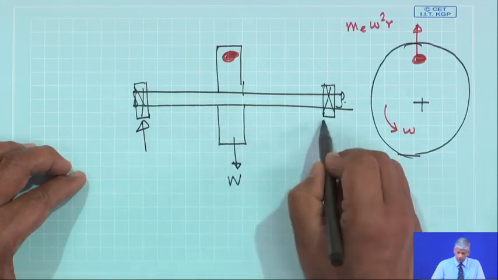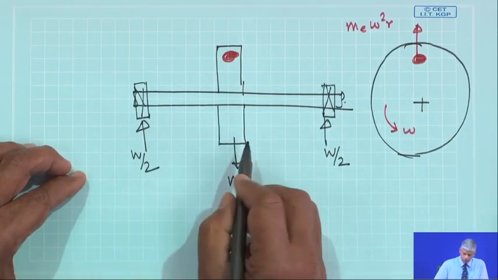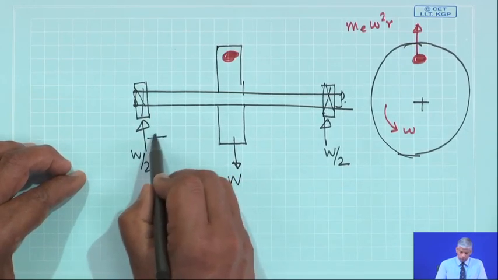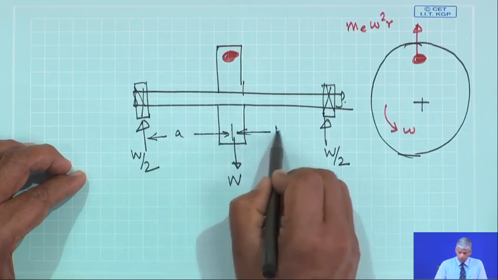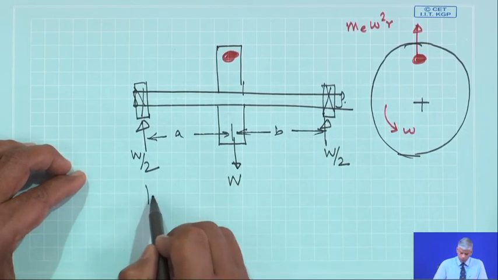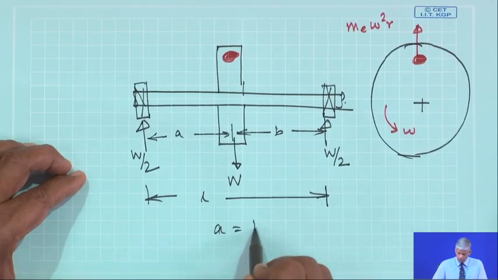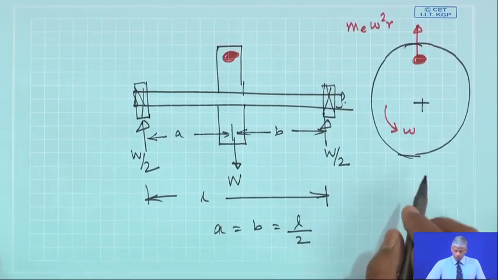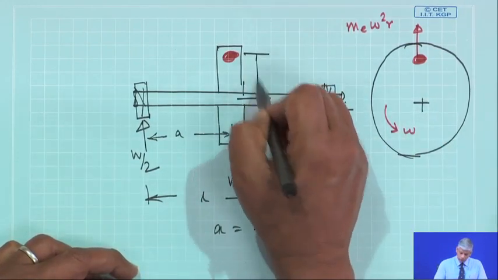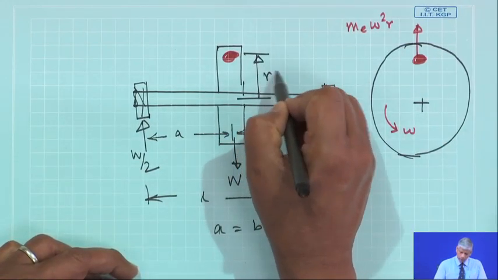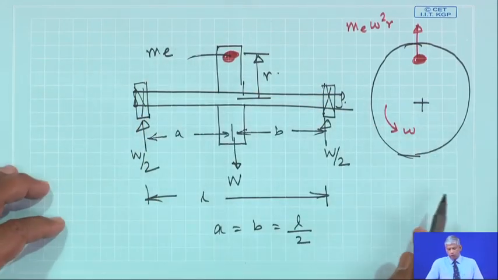both the bearings which are getting supported, I will have a reaction W by 2, W by 2 if they are equidistant, maybe A, B, L. So, A is equal to B is equal to L by 2, and this is the radial distance from the center line. M is the unbalanced mass, omega is the speed of rotation.